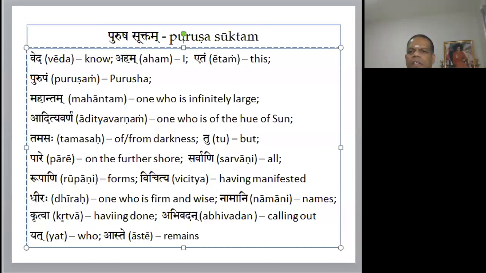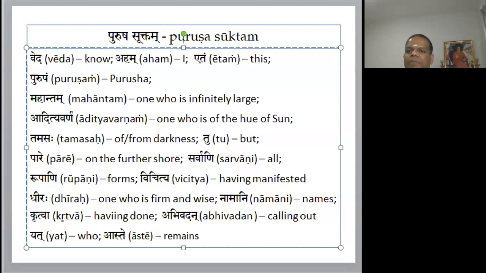Yat. Yat here actually refers to that principle, the Purusha, because in Vedanta Brahman is called Tat, that. So that which calls out remains. The Lord, after having created all this, is calling. He remains calling everyone. Abhivadana can also mean He is always a witness. As a witness also He is there. So the Lord remains as a witness, calling out to us, after having created all these forms and names in this universe.